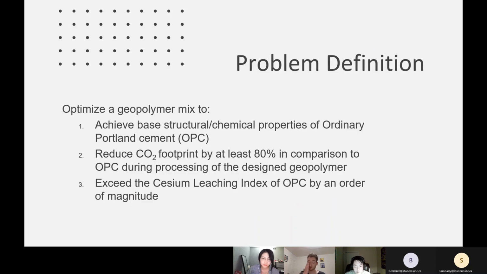The project objective here is to optimize and evaluate a specific GP mixture with varying percentages of fly ash, sodium hydroxide, and water glass. The weight percentage of each constituent material will be varied within a sponsor's suggested range to optimize the mixture properties and allow for characterization. For this project, we will be designing a statistical experiment to determine composition, setting temperature, and cesium content to meet the objectives of achieving base structural and chemical properties of OPC, reducing CO2 footprint by at least 80%, and exceeding the cesium leaching index of OPC by an order of magnitude.